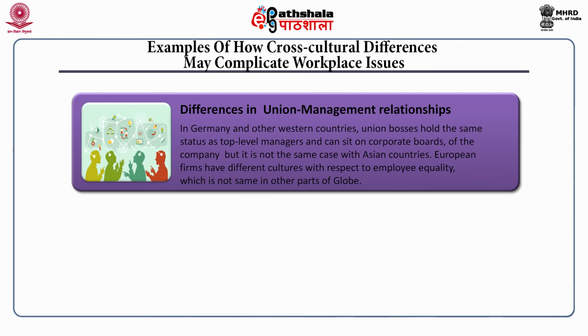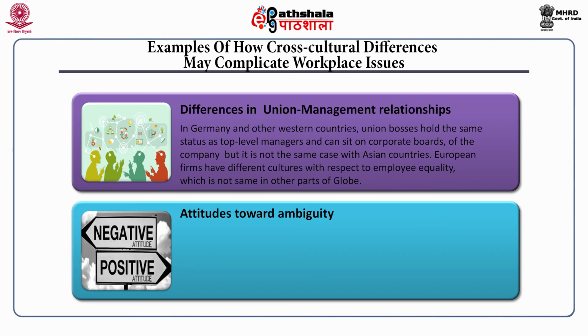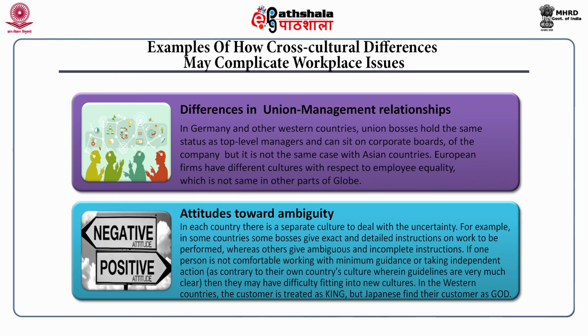Attitude towards ambiguity. In each country, there is a separate culture to deal with uncertainty. For example, in some countries, some bosses give exact data and exact instructions on work to be performed, whereas others give ambiguous and incomplete instructions. If one person is not comfortable working with minimum guidance or taking independent decisions, then they may have difficulty fitting into new cultures. In Western countries, the customer is treated as king, but Japanese find their customers as God.